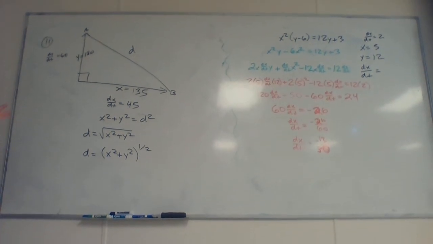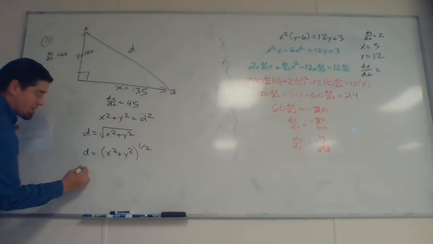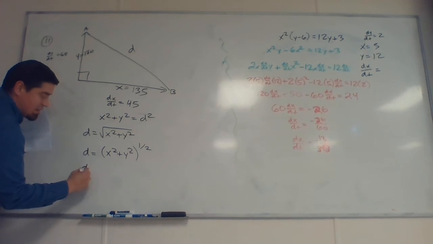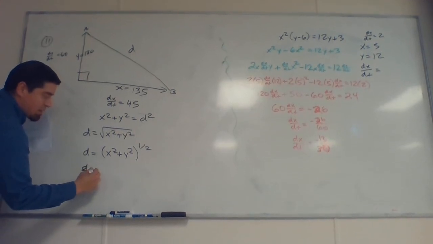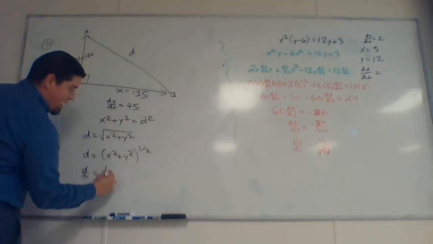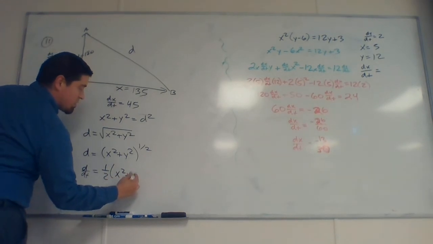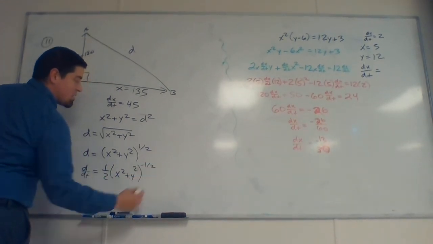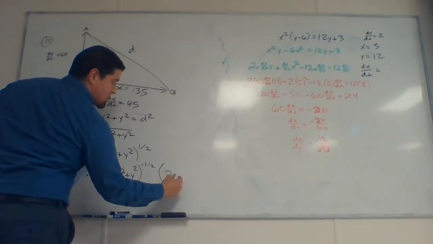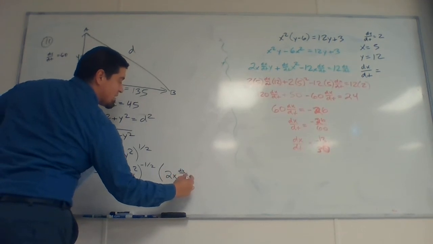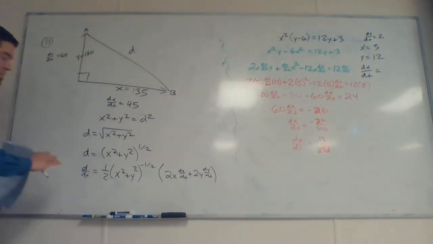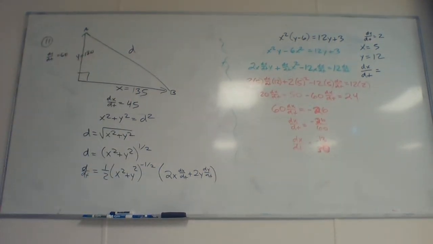I'll just rewrite it. Now I will take the derivative with respect to time. So dd/dt equals 1/2 times x squared plus y squared to the negative 1/2 power, times 2x dx/dt plus 2y dy/dt. Okay, and then from there I can just plug stuff in.